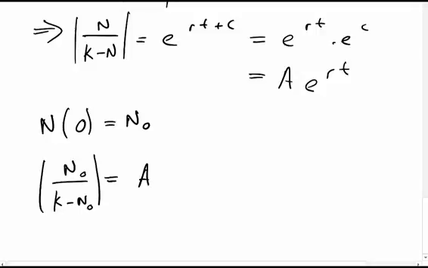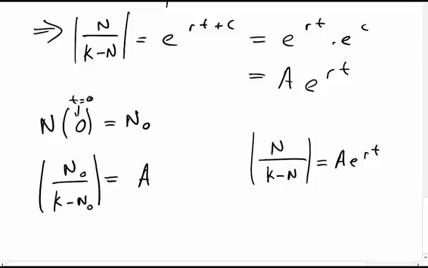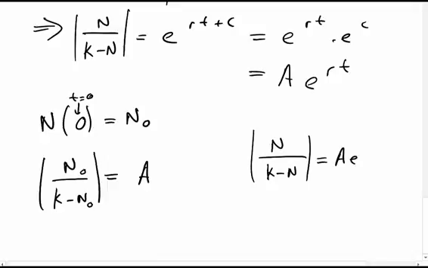Let me just show you that very quickly again, because I don't think I explained it in quite the right way. Just in case you missed it, n over k minus n is equal to a e to the rt. Now I know that t equals 0, so I can replace t by 0 into this, and I also replace n by n0. Well, e to the 0 goes to 1, so I'm just left with a equals n0 over k minus n0.